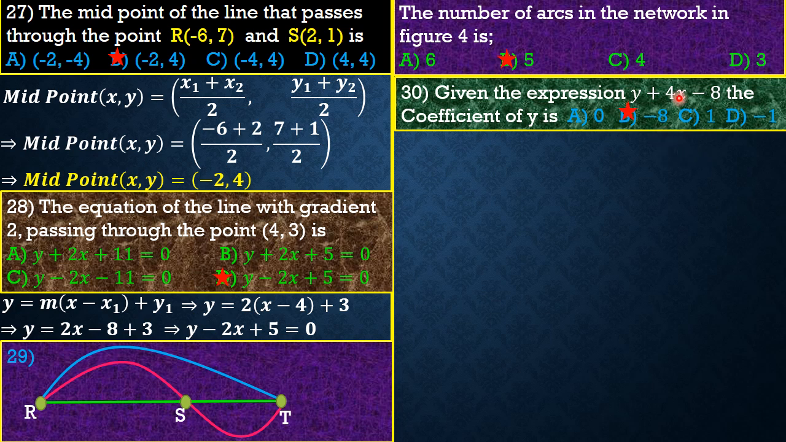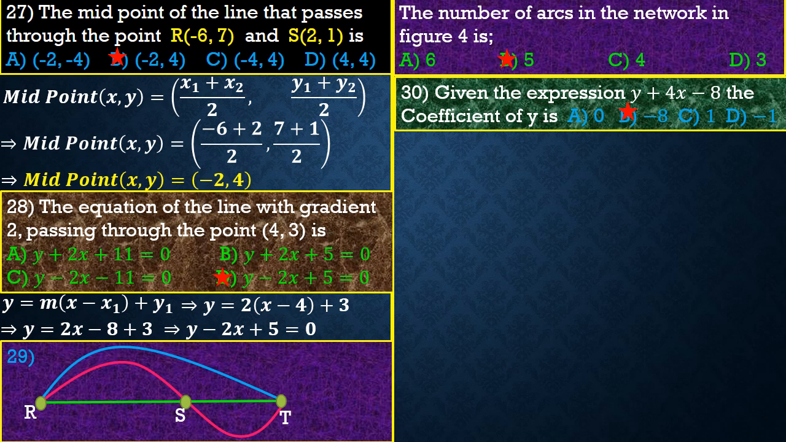Oops, option C, friends. Oh my god, there was a mistake here. It has to be option C, okay? Please, guys, option C, not option B. It has to be option C, friends. Option C, please.